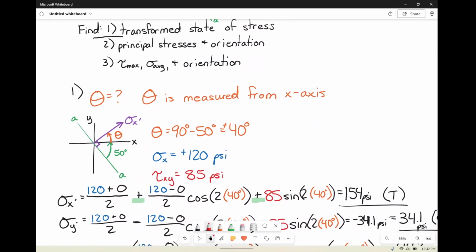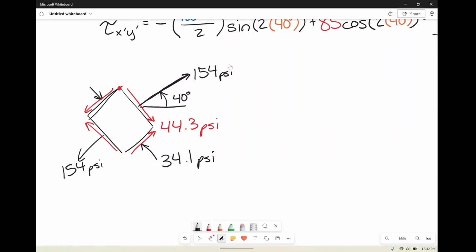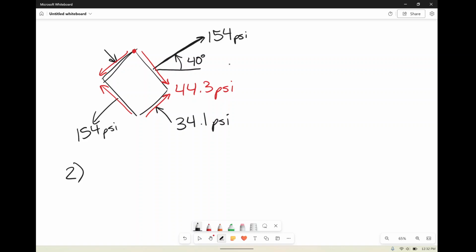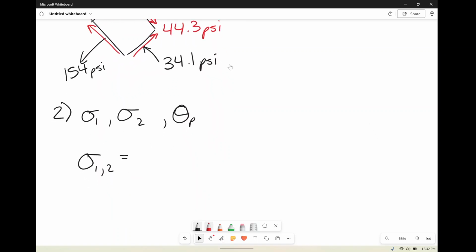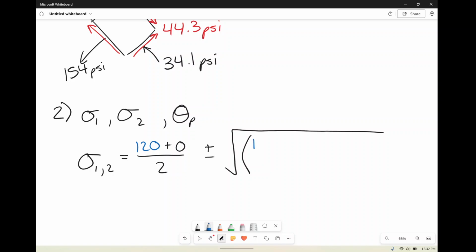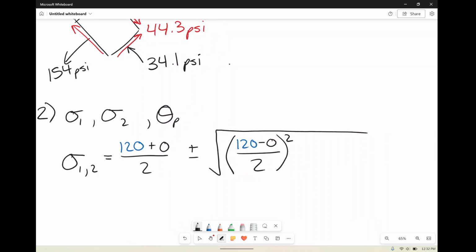There it is. Next, we have number two, we want the principal stresses and their orientations. So for the principal stresses, remember we are finding sigma 1, sigma 2, and theta p, the principal stresses orientation. So sigma 1 and 2, that equation was sigma x, which we said was 120, plus sigma y, which was 0, divided by 2, plus or minus the square root of sigma x, which is 120, minus sigma y, which is 0, divided by 2, that part squared, plus tau xy, which is 85, squared.